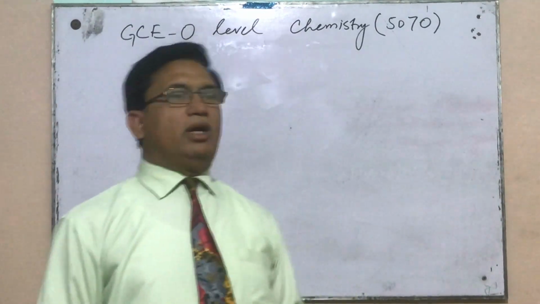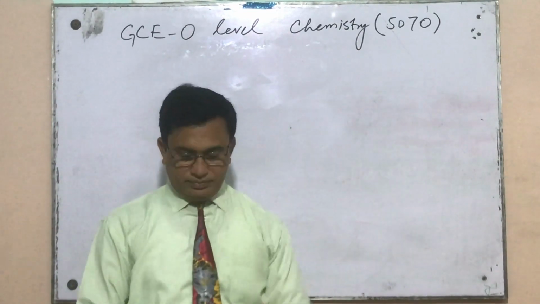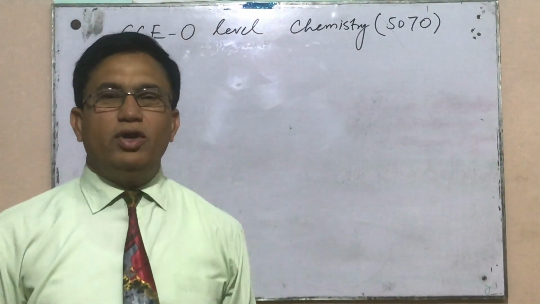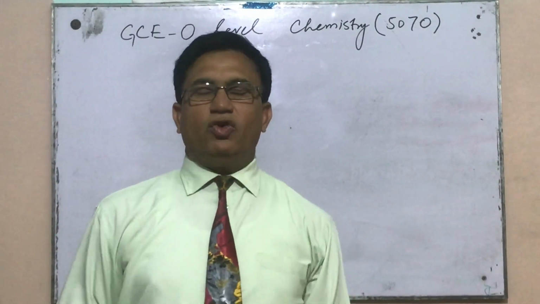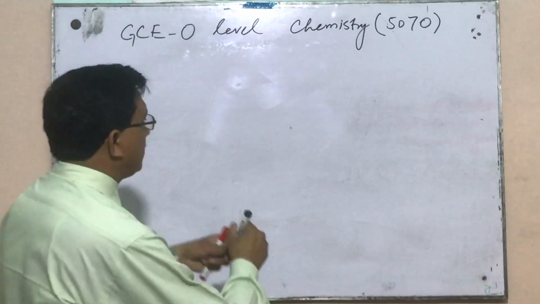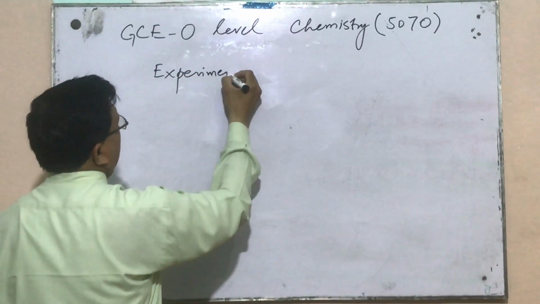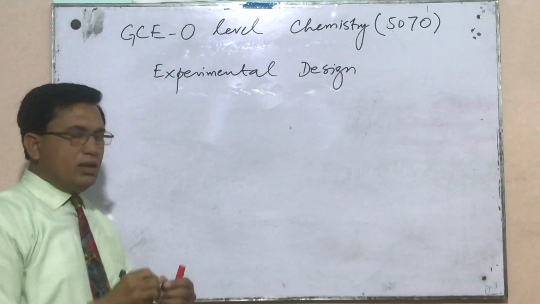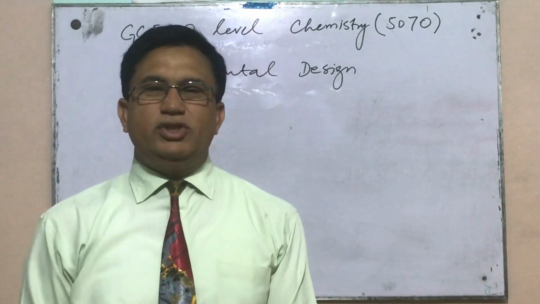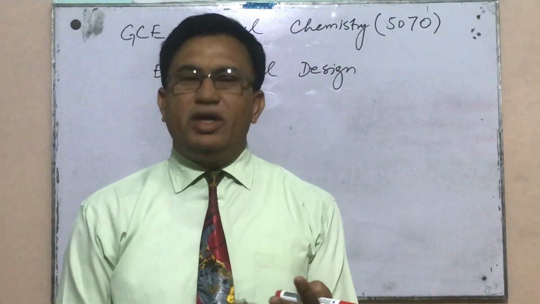We are going to start GCE O level chemistry 5070. In this video I will discuss experimental chemistry and focus on experimental design. In case of experimental design, we will discuss the different quantities used in the experiments and the apparatus involved.